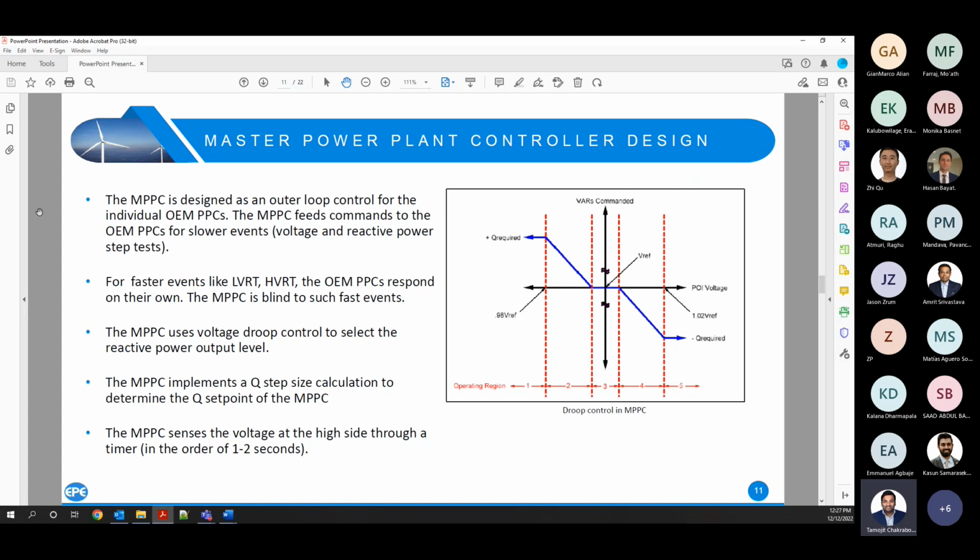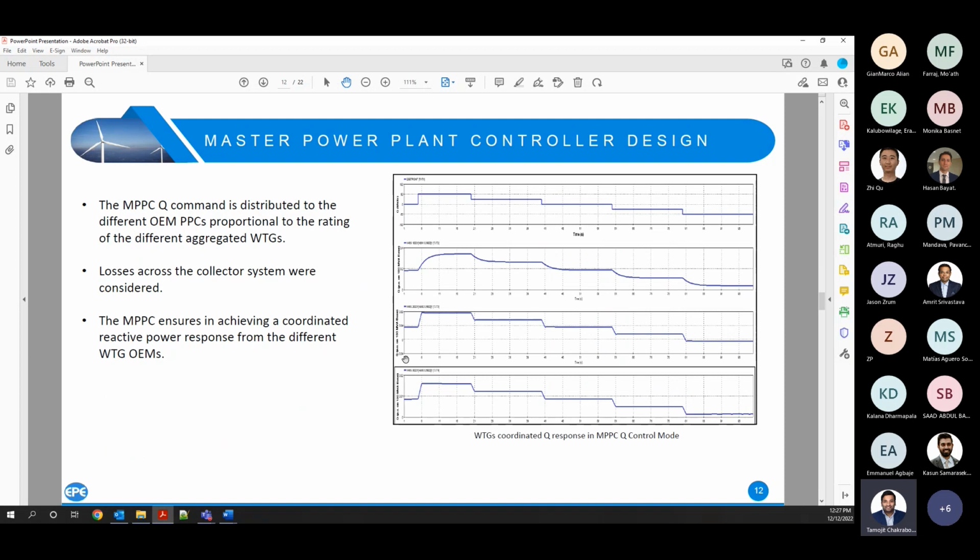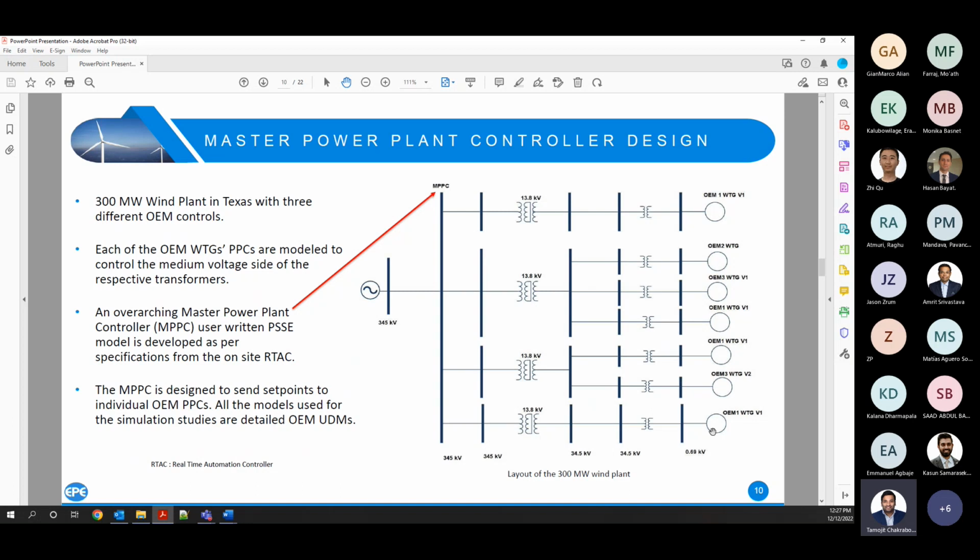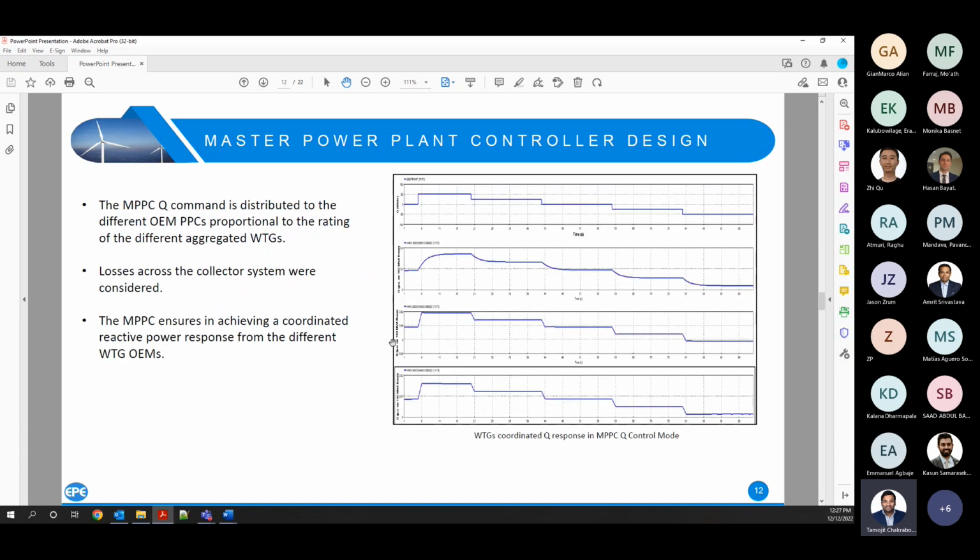Now, the master power plant controller has 2 modes. One is a voltage droop control, which is shown in this diagram, and also it has a reactive power, Q control. How the Q control is working, I presented in a slide. It's important to note that with such complicated controls, where you have almost 7 different wind turbines, and on top of that a master power plant controller, 2 things are fundamentally important. Number 1 is parameterization, and number 2 is the effectiveness of the models. So the effectiveness of the user-defined models used in this project becomes extremely important.